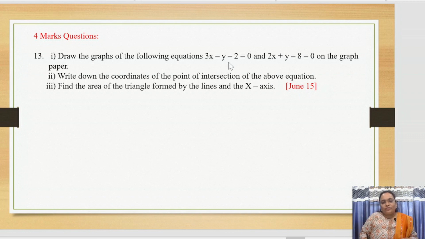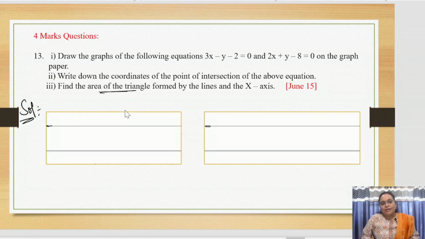Draw the graphs of the following equations on the graph paper. So first, we need to draw the graph for these two equations. Okay, then write down the coordinates of the point of intersections of the above equations. And then we need to find the area of a triangle. Okay. So let us solve them. So first let us find out the points for these two equations to plot a graph.